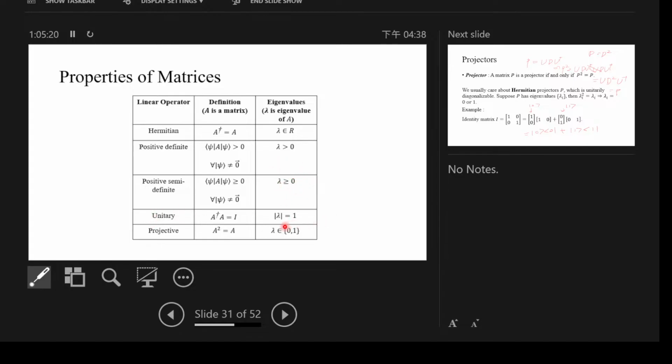And unitary means that the norm of the eigenvalue equals 1. So you can be 1, minus 1, or i, or anywhere on the circle, e to the i theta. And projective means that the eigenvalue is either 0 or 1. Okay. Any more questions?